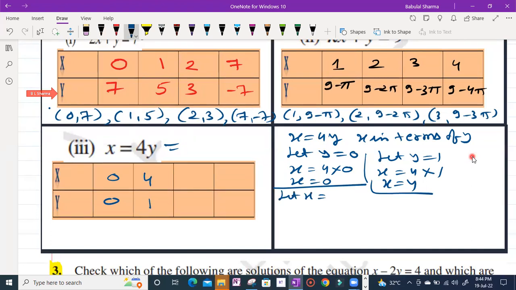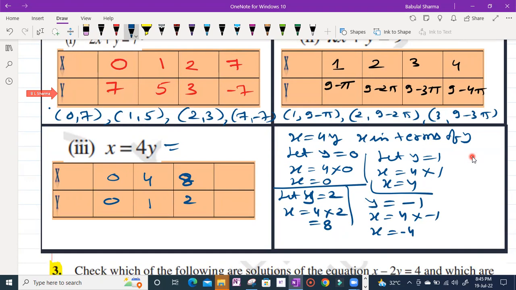Thirdly, y is 2. So we can write x is equal to 4 into 2. So x is 8. तो अगर y का वैल्यू 2 है, the value of x will be 8. Yes, you can take any number. Let y is equal to -1. So x is equal to 4 into -1. x is equal to -4. So if y is -1, the value of x will be -4.